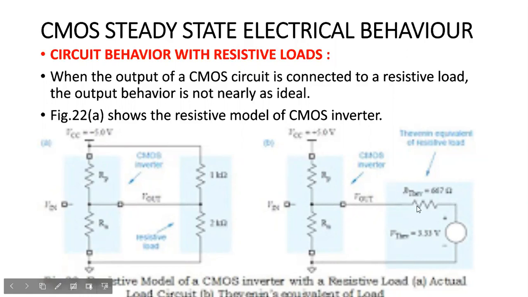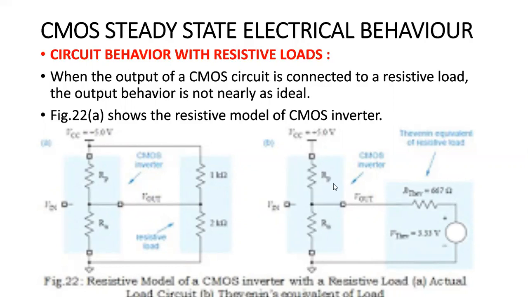By replacing with this Thevenin's voltage and Thevenin's resistance, we get the circuit behavior like this. Before explaining this circuit operation, I want to give some introduction. When the PMOS transistor is on, the PMOS transistor offers low resistance and the NMOS transistor offers high resistance. The low resistance offered by the PMOS transistor I am considering as 200 ohms, and the high resistance offered by the NMOS I am considering as greater than 1 mega ohm.